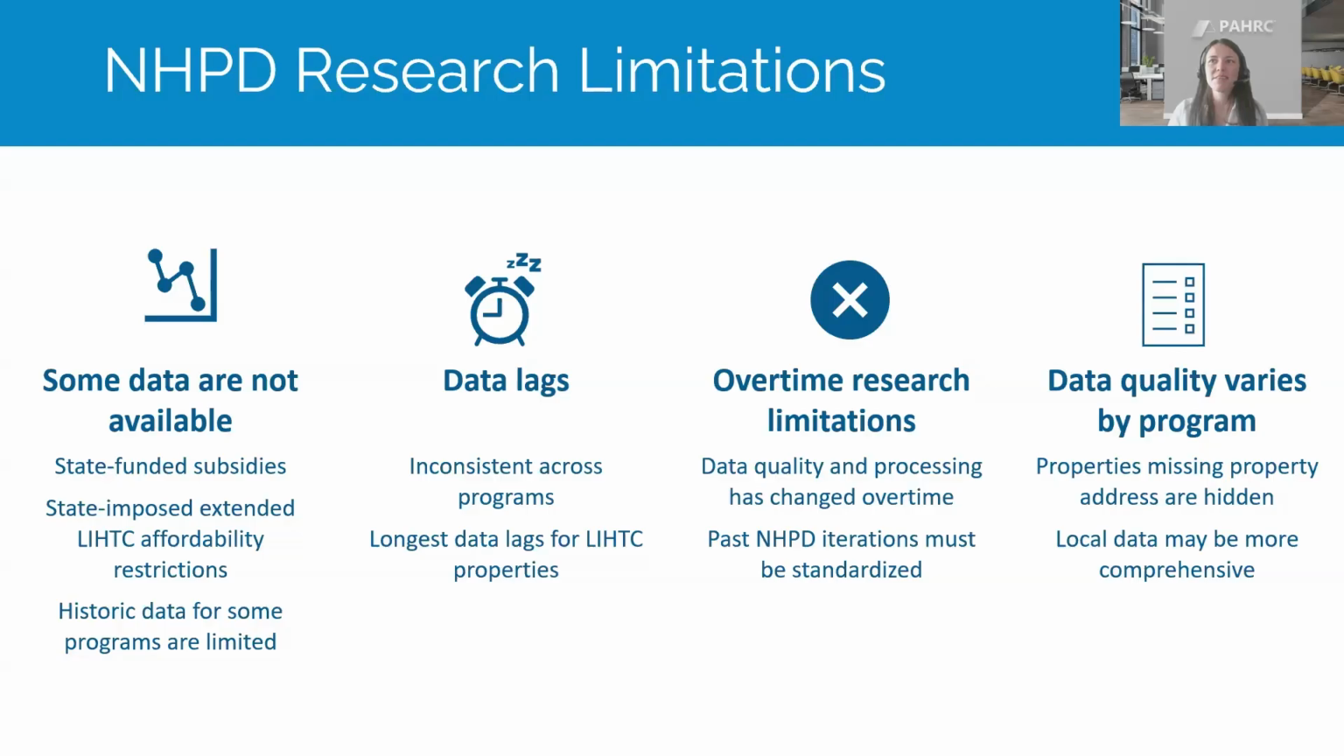There's also data lags, as I mentioned before, when we're talking about searching for specific properties, and they can be inconsistent across programs. Lags for tax credit properties tend to be the longest, and there's also over-time research limitations. And this is really due to differing changes in how we process the data over time, as well as changes in data quality over time. Our data notes page summarizes all of the changes that occur from refresh to refresh if you're looking to cross-check and replicate analyses from the NHPD over time.